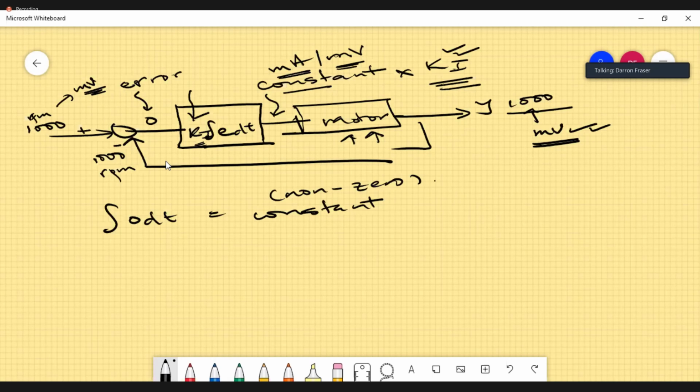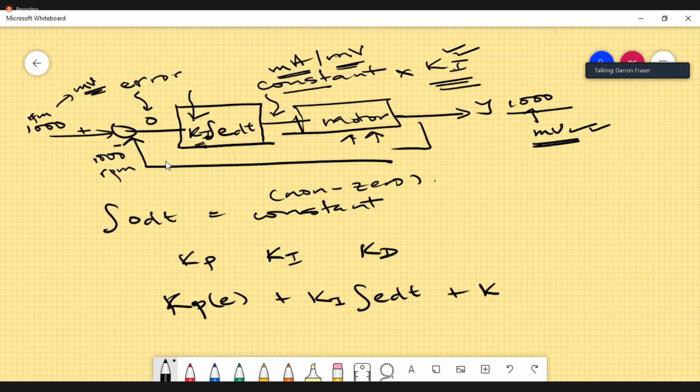It's just a gain. All three, Kp, Ki and Kd, are all gains. The whole system is Kp times the error, plus Ki times the integral of the error, plus Kd times the derivative of the error. So that's the output. We multiply the error by a value; each of these is a gain of the system.